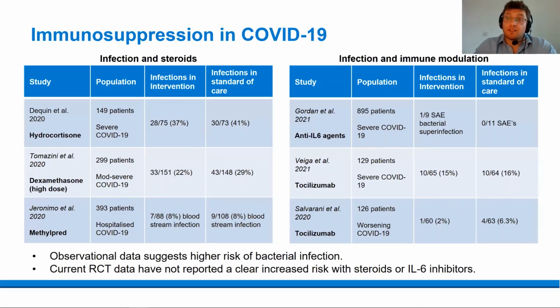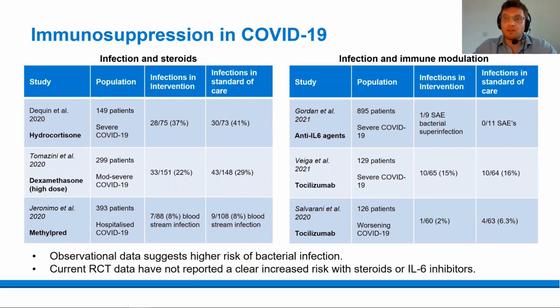Another point to take into consideration is what's happened since the introduction of immunosuppression and immunomodulatory drugs to support patients with COVID, in particular steroids and interleukin-6 receptor antagonists. I think there was some concern early on that observational data suggested higher rates of bacterial infection following the administration of some of these agents. And this was a concern, therefore, that we needed to use more antibiotics to make sure that we prevent secondary infection in these patients following administration of these drugs.